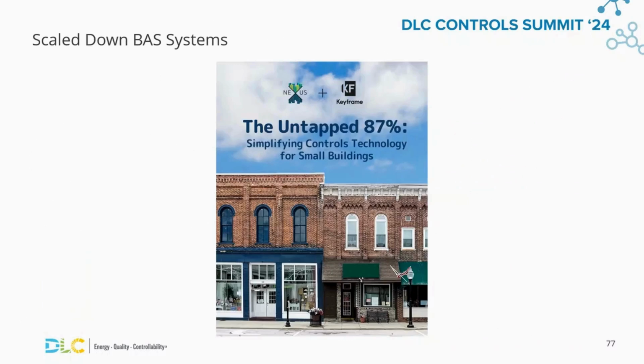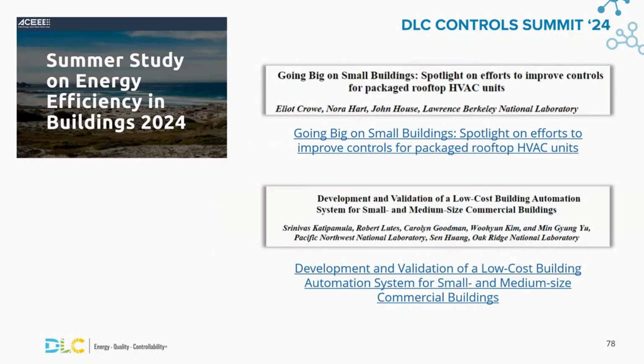Another approach for small buildings is to reduce the cost and complexity of installing and programming a building automation system to make them more accessible for more buildings. Several HVAC controls and BAS manufacturers have released products aimed at this market segment, and 2 papers from national labs were presented on this topic at the ACEEE Summer Study in August.